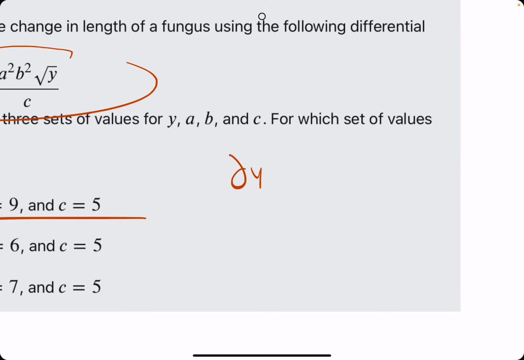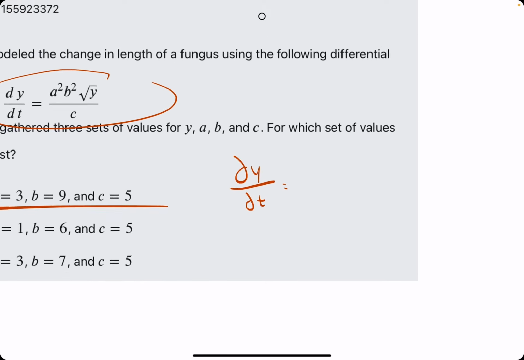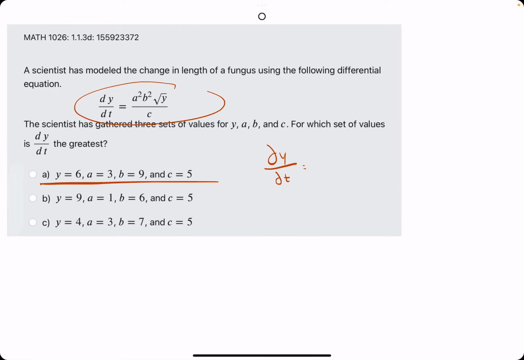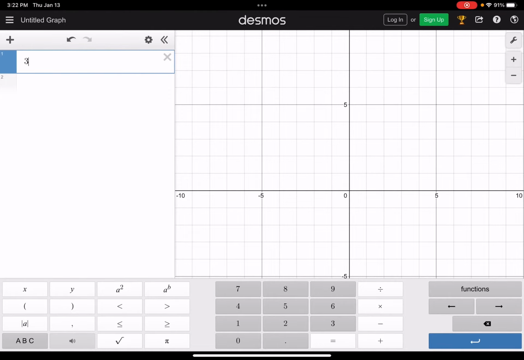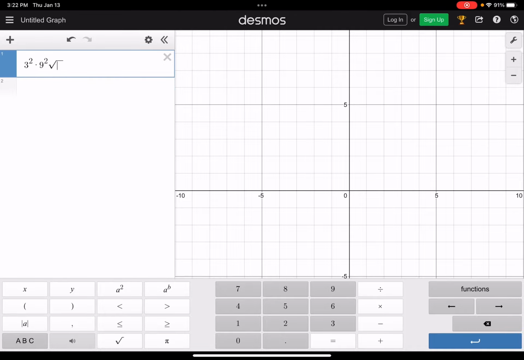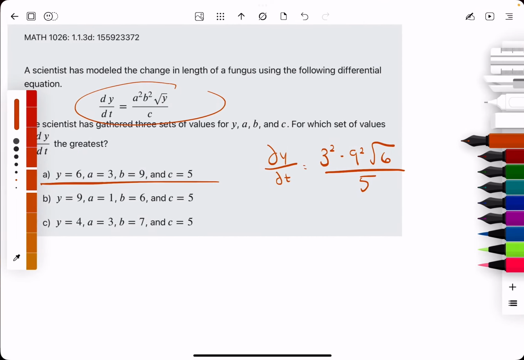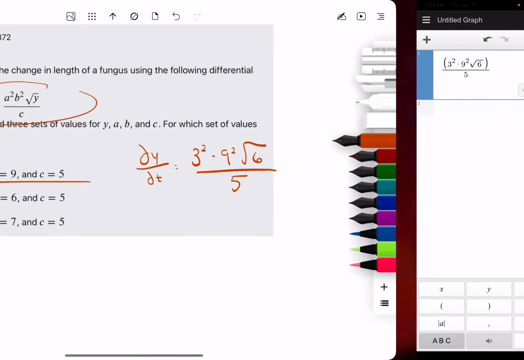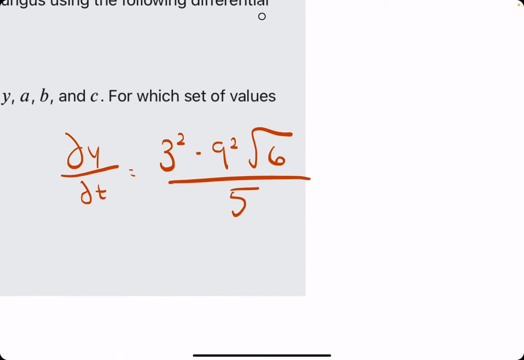So we have dy over dt, in this case, equal to a squared times b squared, which in option A's case is 3 squared times 9 squared times the square root of y, which is the square root of 6, all divided by c, which is 5. Let's plug this into Desmos right away and see what we get. 3 squared times 9 squared times the square root of 6, all divided by 5. All right, that gives us 357, and I will just leave it as a whole number.